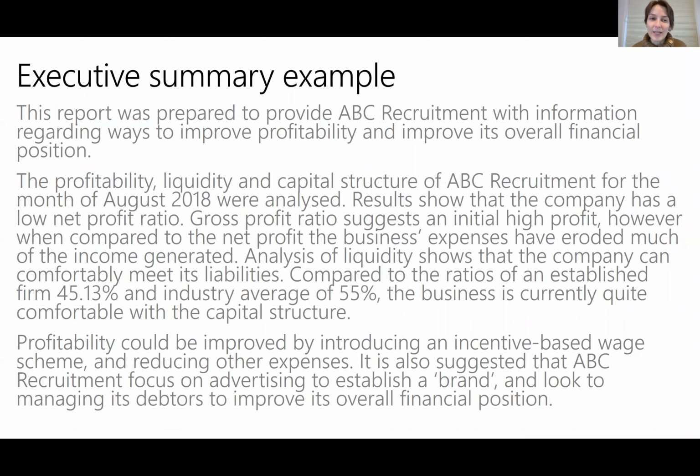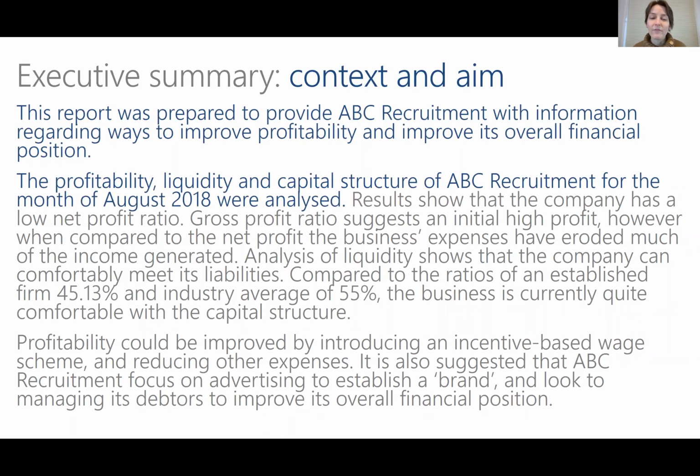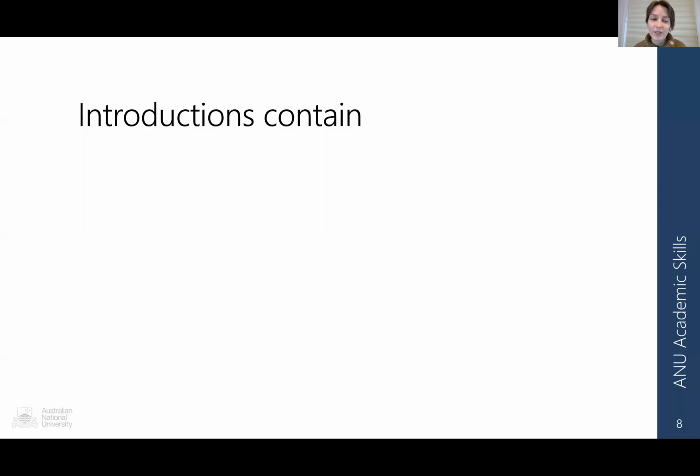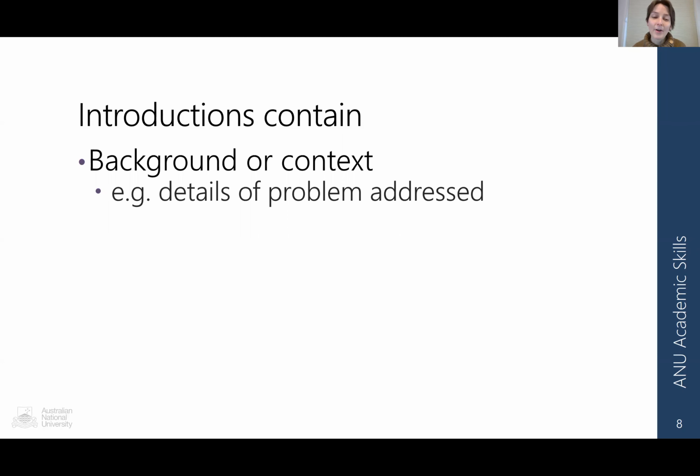Looking at an example step by step, here is one from a student. In this executive summary, first of all, they set up the context and aim. So what is the purpose of the report? Then it provides the results. And you can see here that they've got some of the statistics, the key figures in the results, but keep it brief. Then they provide the key message and recommendations. So they're talking about how the company could be improved, what their set of recommendations are.